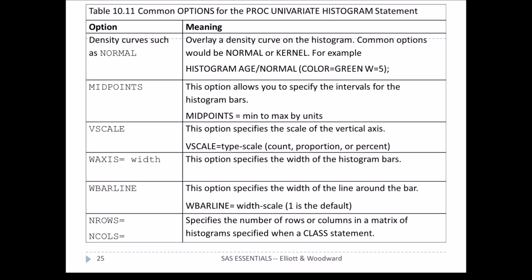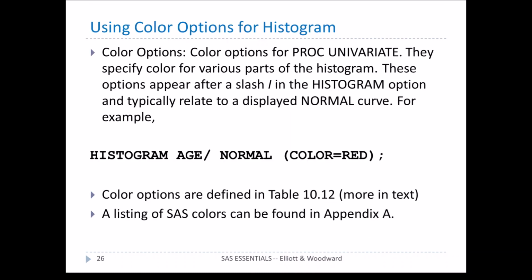V-scale specifies the scale of the vertical axis, so we can control that. The W-axis specifies the width of the histogram bars. The W-bar line specifies the width of the line around the bar. And then we can have in rows and in columns, which specifies the number of rows or columns in a matrix of histograms. And we'll see some of those as we move along with some examples here.